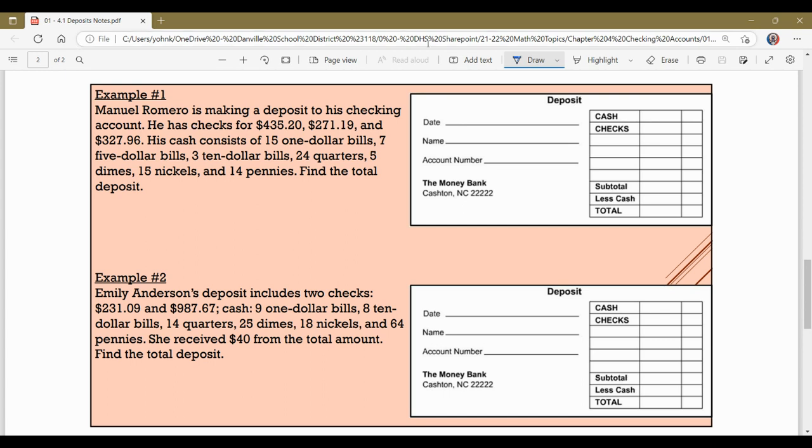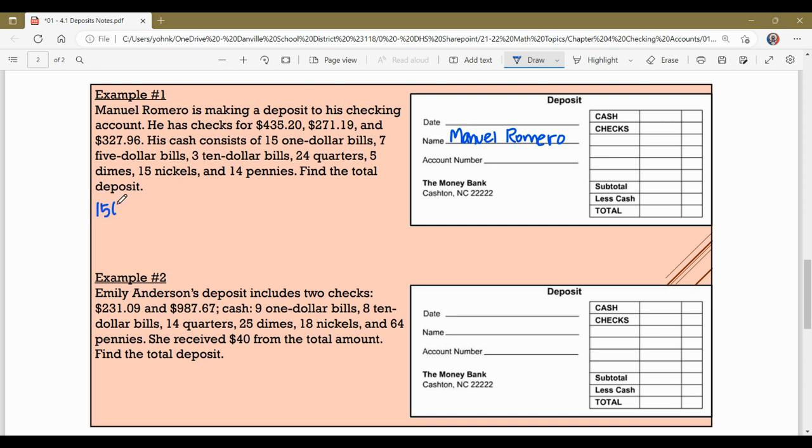All right, so let's see what we can fill out on the deposit slip. I know the name, Manuel Romero. I don't know the date or the account number. It's from the Money Bank in Cashton, North Carolina. Let's see. On the top is cash. Well, I don't really know yet, so let's figure it out.